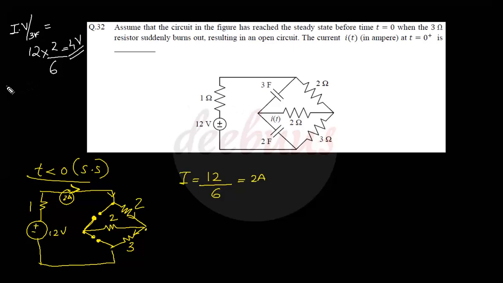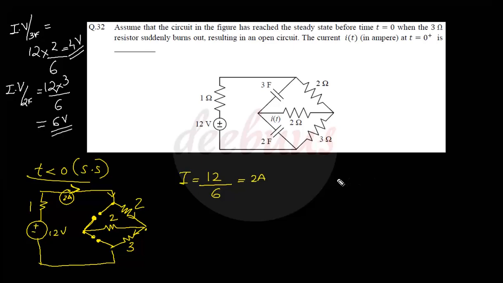Now we can check what will be the initial voltage across the other capacitor, that is 2 farad. Again 12 into, for 2 farad it is here, so 12 into 3. As there is no current flow through this 2 ohm, 12 into 3 divided by total resistance. So again that turns out to be 6 volt.